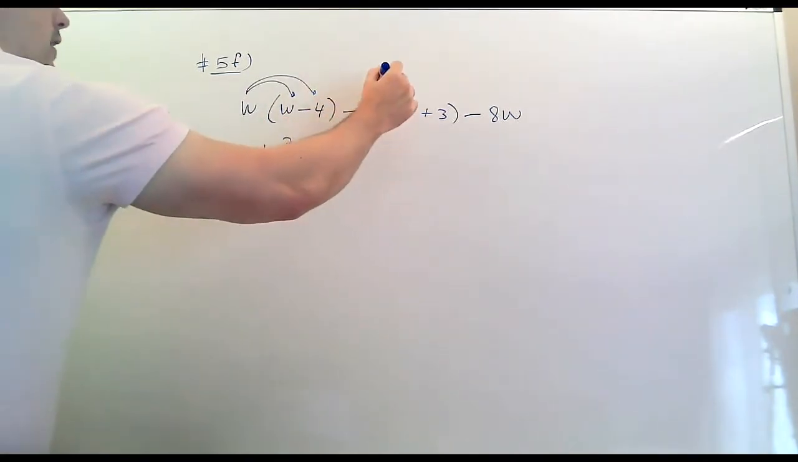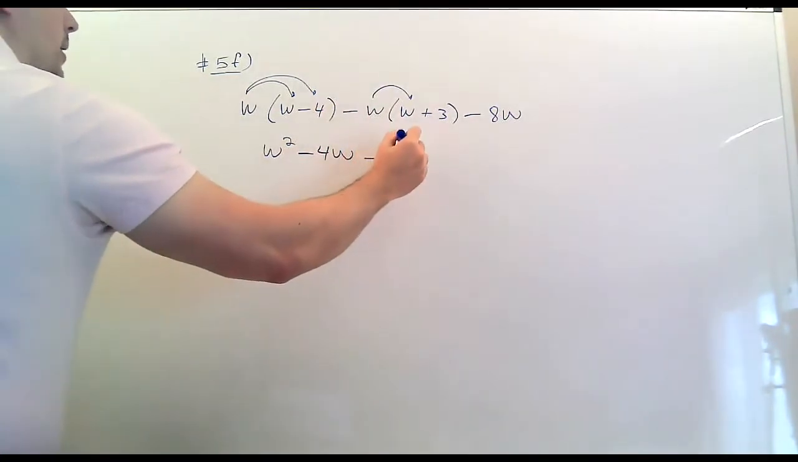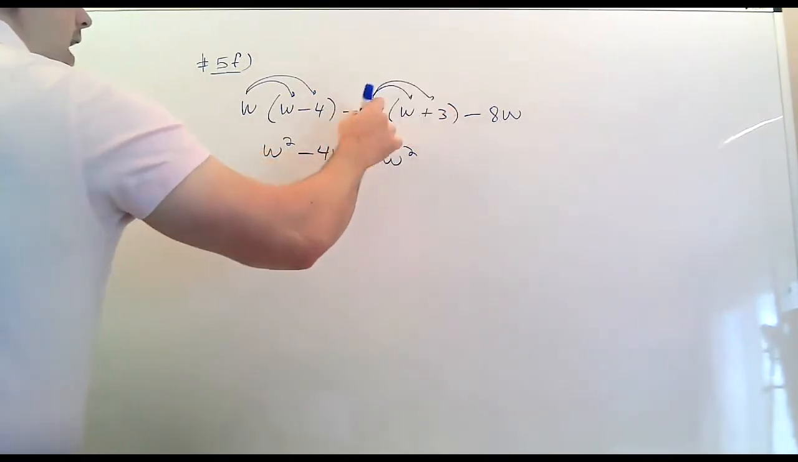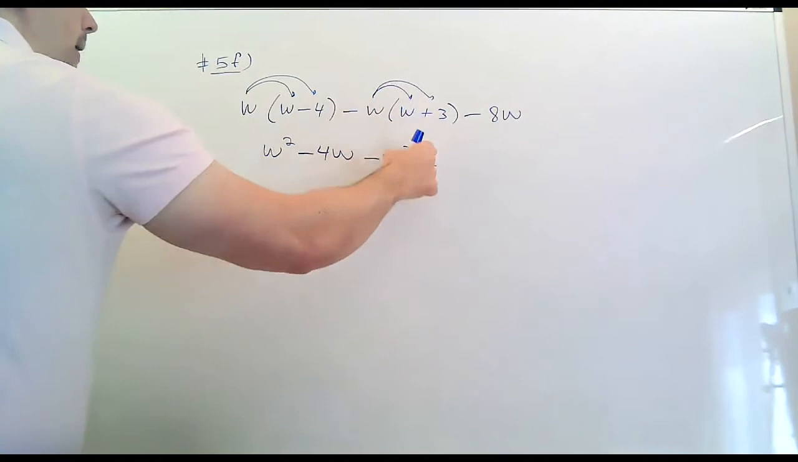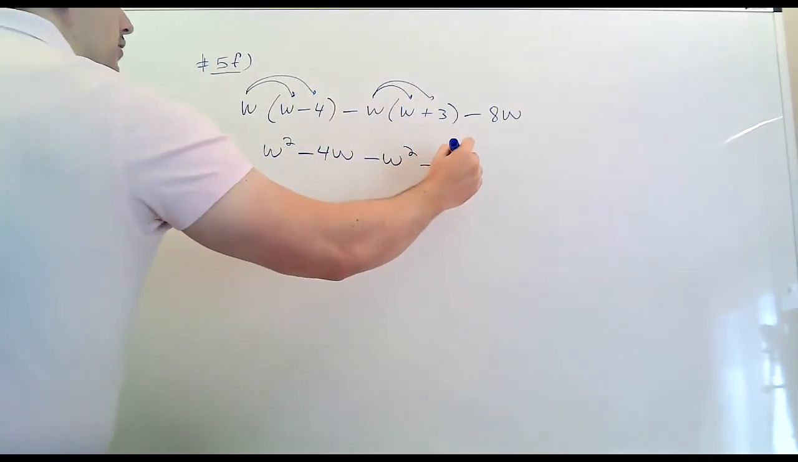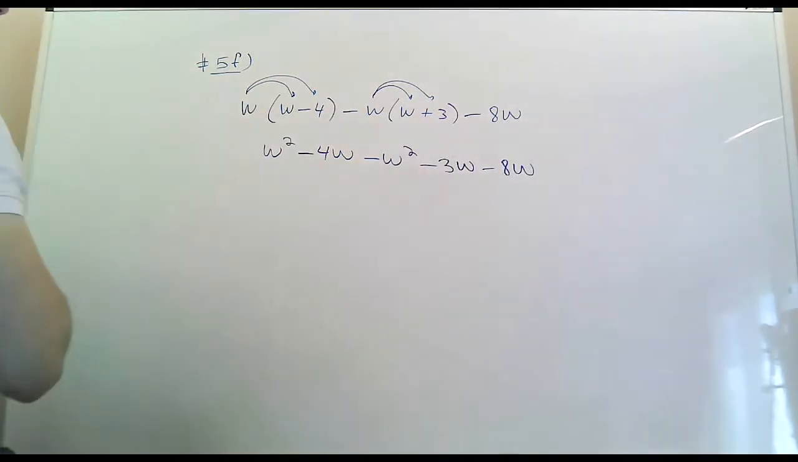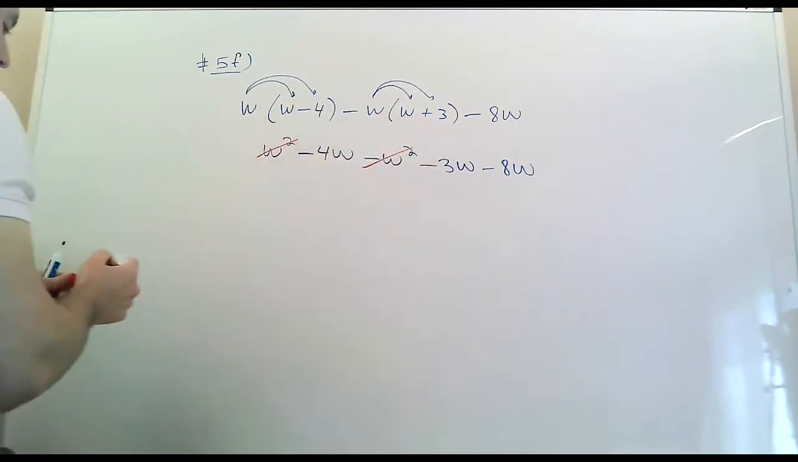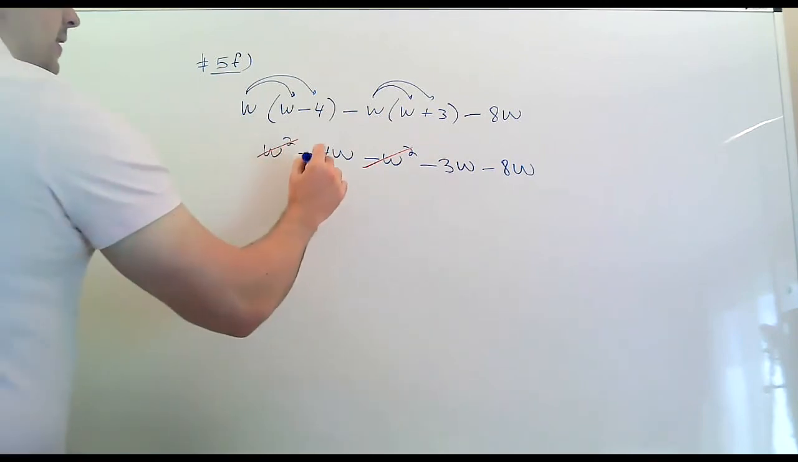Done. Now over here, -W times W. Well, W and W make W squared, and it's negative. Distribute again. I have a -W times a +3. Well, a negative times a positive is negative. 3 goes in front. The letter goes along for the ride. And you're taking away 8W. But the problem is right here. You have a W squared, and you lose a W squared. They go away.